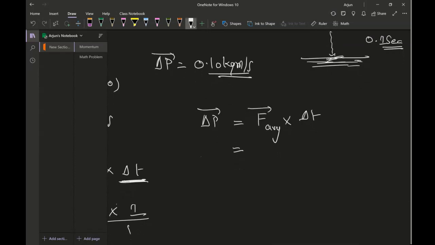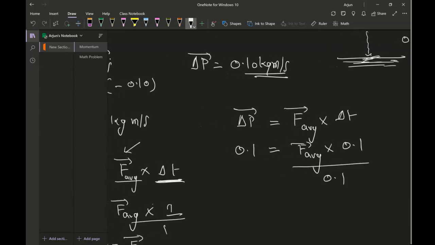And now force is what I'm trying to find out. How much average force is being felt by the egg, multiplied by 0.01, and this is 0.01 down here too. So if I divide both sides by 0.01, the 0.01 cancels out. This comes out to be 1 newton.